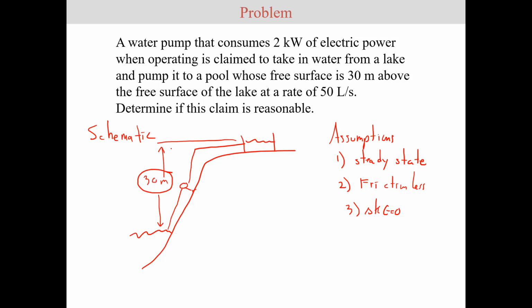So if we can prove that it takes less than 2 kilowatts of energy to move 50 liters per second of water 30 meters high, just by increasing its potential energy, then we can show that this claim is reasonable. But if not, it's unreasonable. So how do we do that? Well, in our analysis, we're going to have to show this through a first law analysis, right? First law analysis, we're going to write it out in rate form because this is a rate problem since the water is flowing. E in, the rate of energy into the system, minus the rate of energy out of the system equals the rate change of energy of the system.